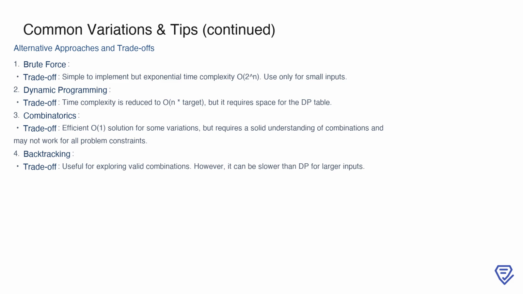Backtracking is another option, which is great for exploring all valid combinations. However, it tends to be slower than dynamic programming for larger inputs since it doesn't optimize overlapping subproblems. Each approach has its strengths and weaknesses, so the key is to choose the one that best balances simplicity and efficiency for the given constraints.